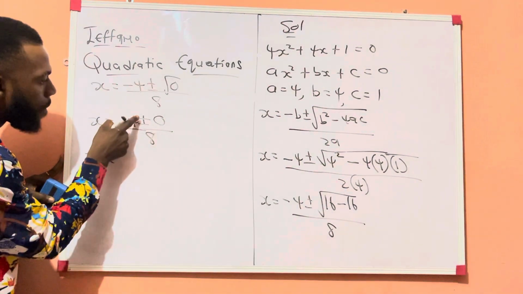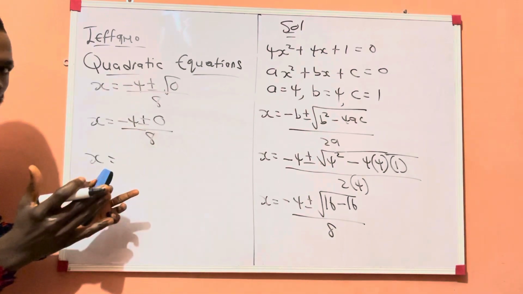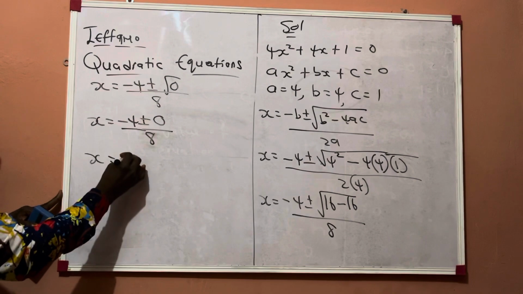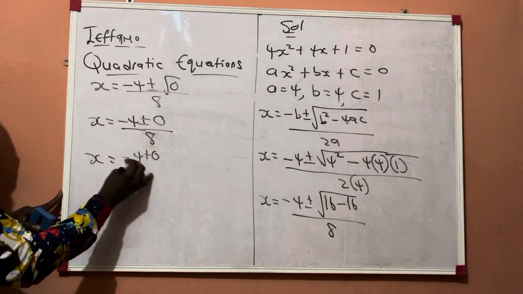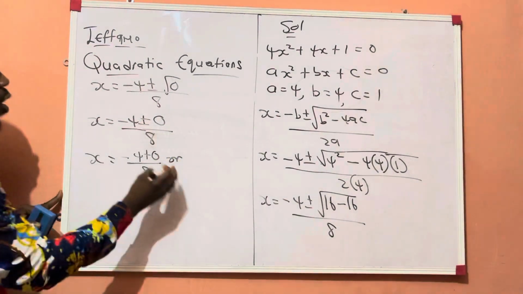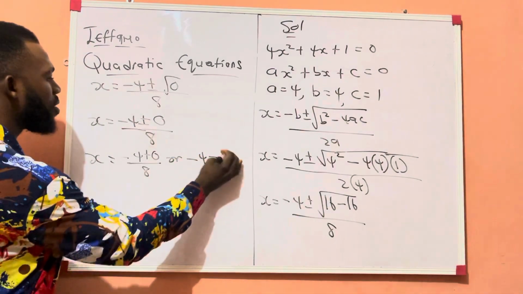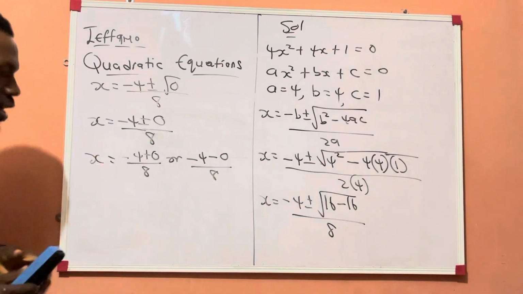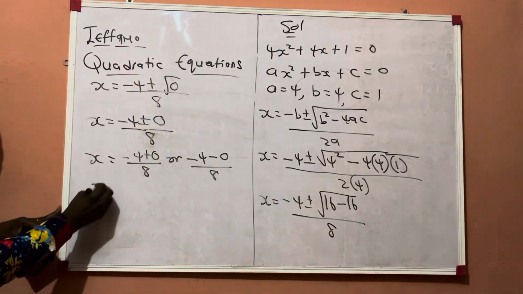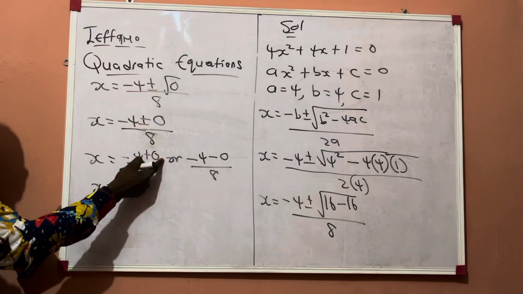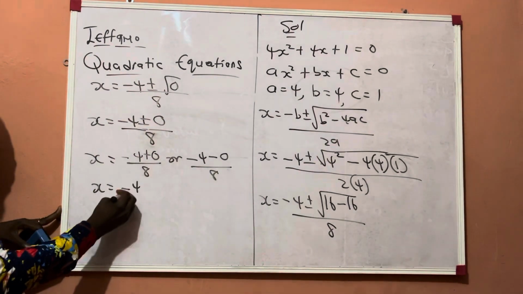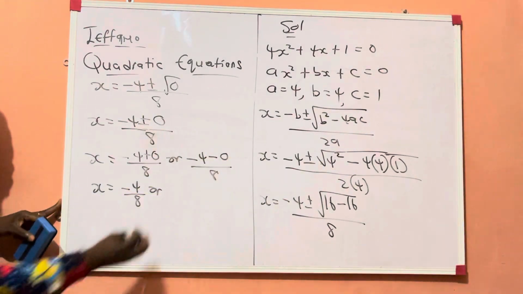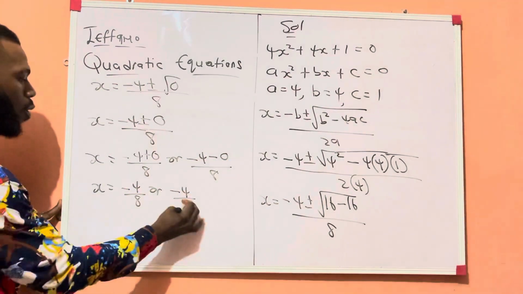minus 4 plus 0. Just separate it to make it much more clearer. When I separate this, I will get this. Minus 4 plus 0 over 8 or minus 4 minus 0 over 8. Because I have two signs here, the plus and minus sign. So when I work with this, I get this. X is equal to minus 4 plus 0 will give us minus 4 over 8 or minus 4 minus 0 also will give us minus 4 over 8.